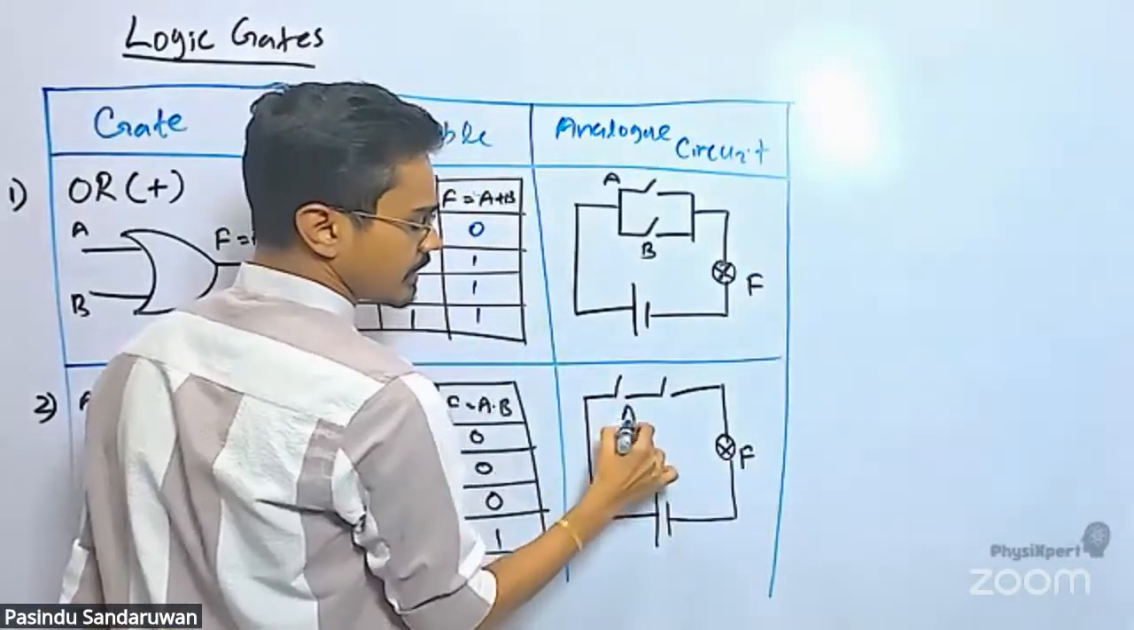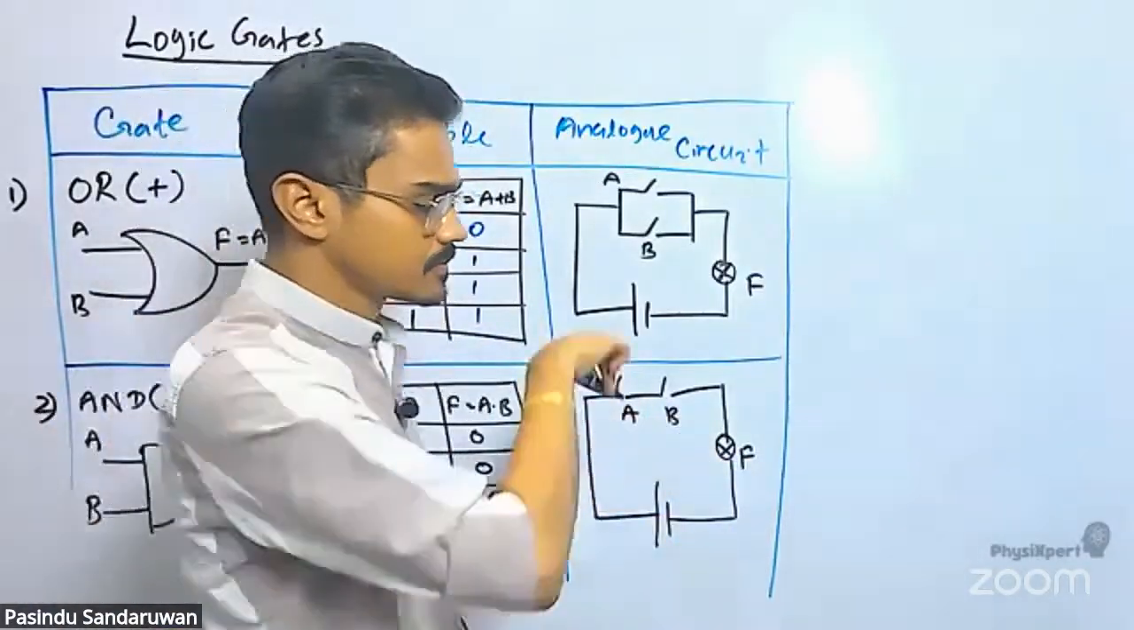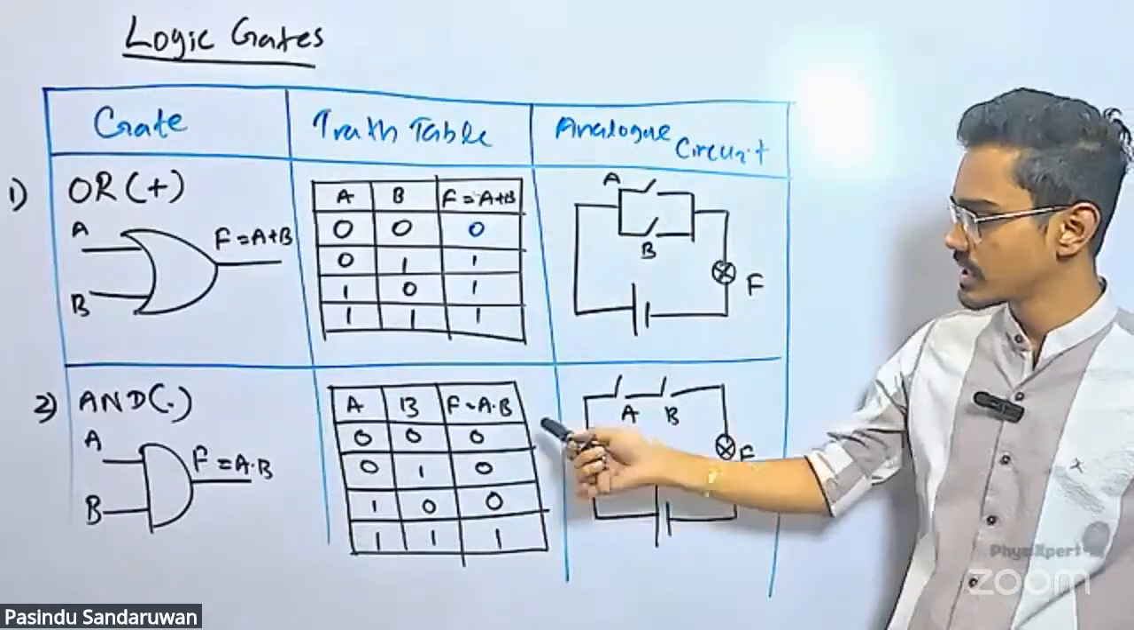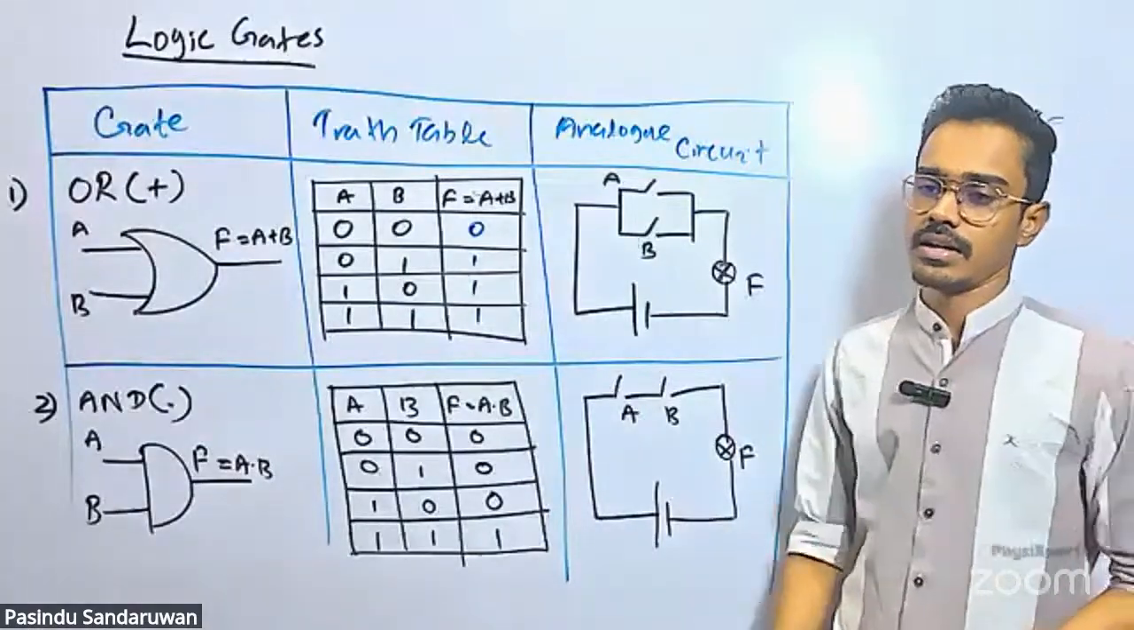F, A, B. When A and B is 1 only, the bulb lights up. Right? In all other cases, the bulb is not lighting up.